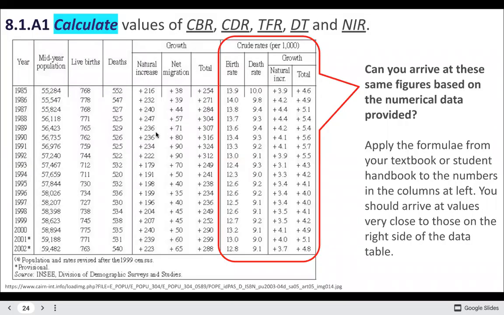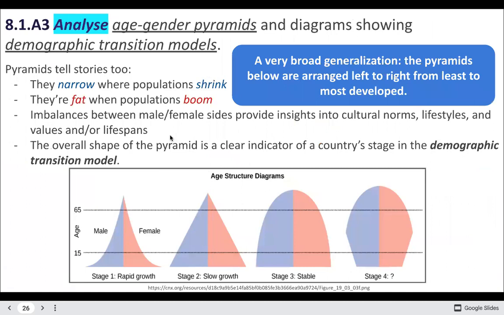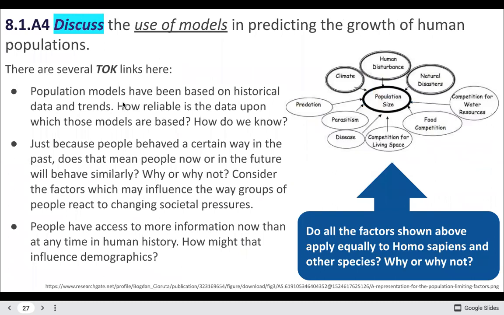So if you want some practice, you could try calculating some CBR and CDR and TFR and DT and NIR if you really want to. You should be able to explain the relative values, what they mean, how they can affect the total population. You should be able to explain how those trends are changing through time, right? The demographic transition model overall, right? That's an example of models which predict how our population is going to change. Cool.